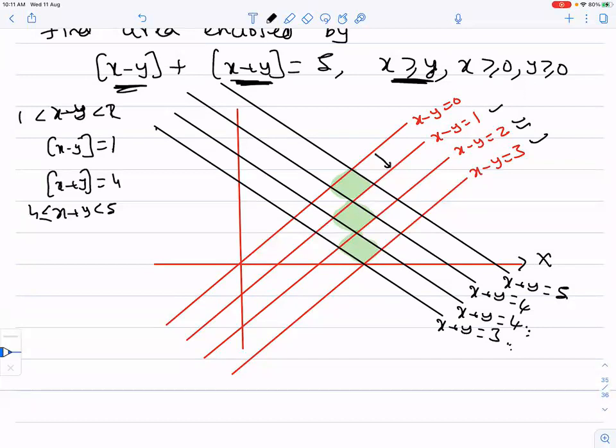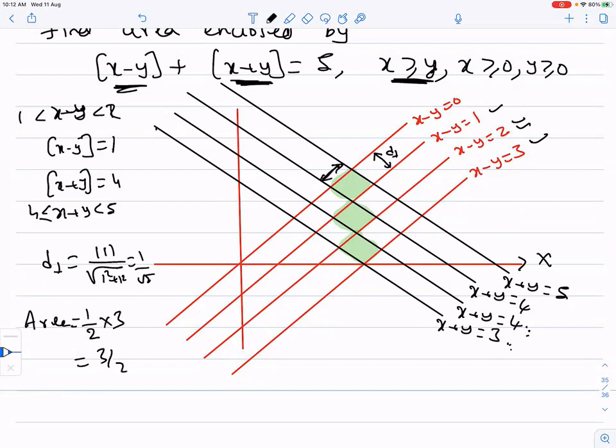See, distance between any two lines, you try to find it out. What is that? Mod C upon distance B perpendicular, or side length of the square, is 1 upon square root of a square plus b square, that is 1 upon root 2. Area is 1 upon 2, because 1 upon root 2 into 1 upon root 2, into 3. That's your answer. 3 by 2 is the answer. Please write it.